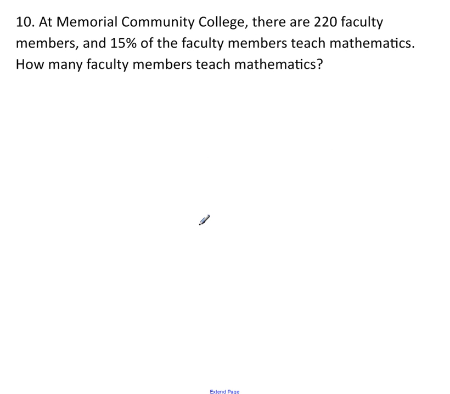Let's try another one right here. At Memorial Community College, there are 220 faculty members, and 15% of the faculty members teach mathematics. How many faculty members teach mathematics? Now let's figure out what information we're given. Remember, we have our model: the percentage times some base is equal to the amount.